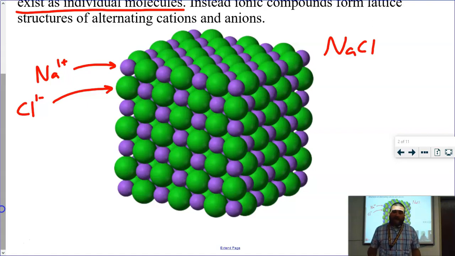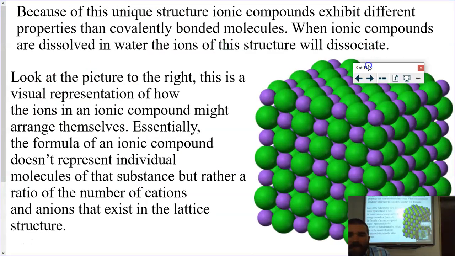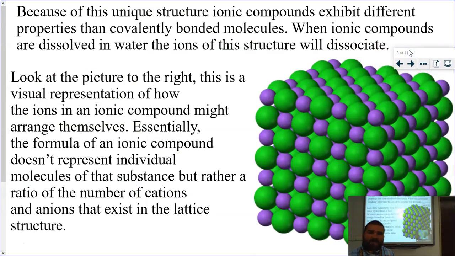Ionic molecules do not. Ionic molecules exist in these crystal lattice structures, these three-dimensional repeating patterns, and the formula that we write is the ratio between the atoms. Okay? All right, so because of this unique structure, ionic compounds exhibit different properties than covalently bonded molecules. When ionic compounds are dissolved in water, the ions of this structure will dissociate.